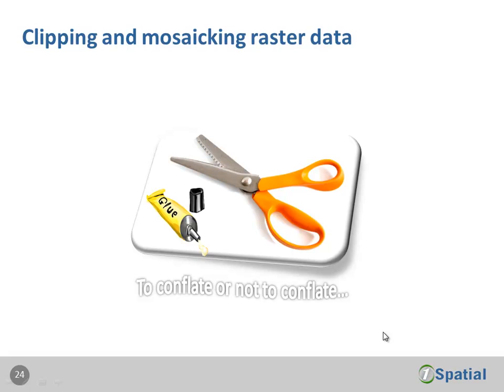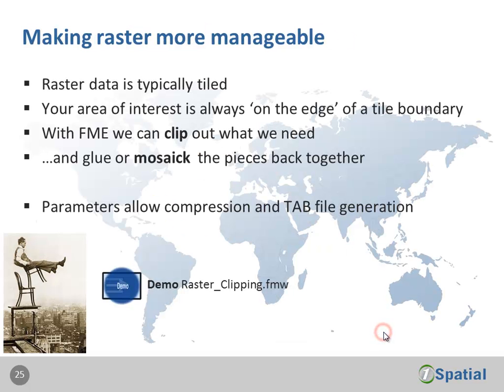Now let's look at some raster processing with FME. We'll focus in on clipping and mosaicing. If you weren't already aware, FME can work with raster data just as well as vector. Typically raster data is tiled. Your area of interest, though, can often be on the edge of an individual tile or several tiles.